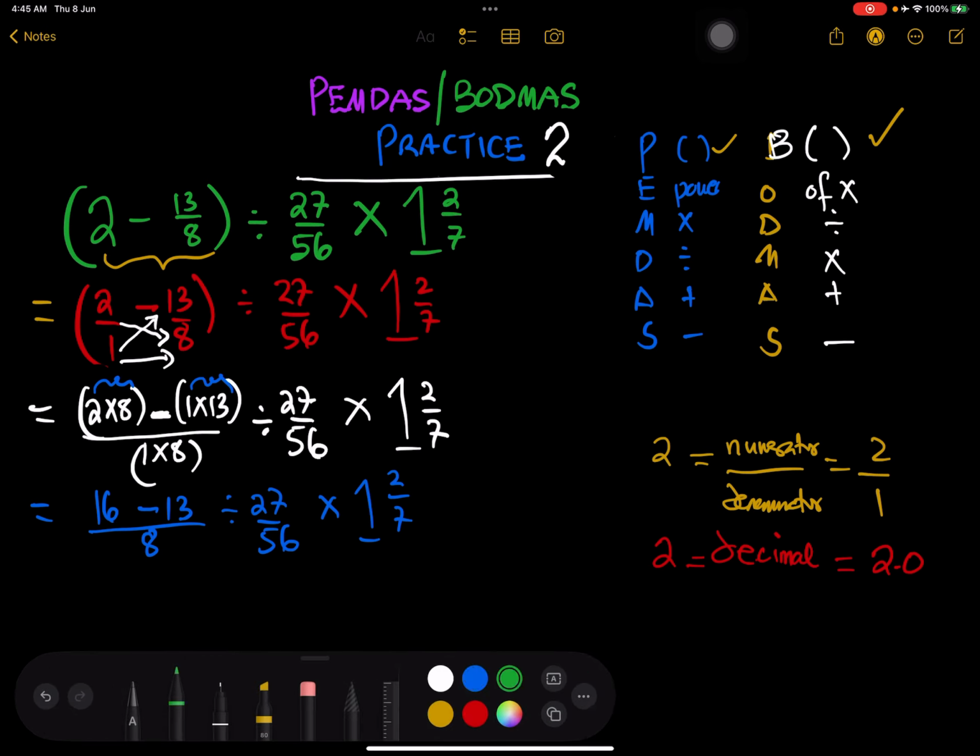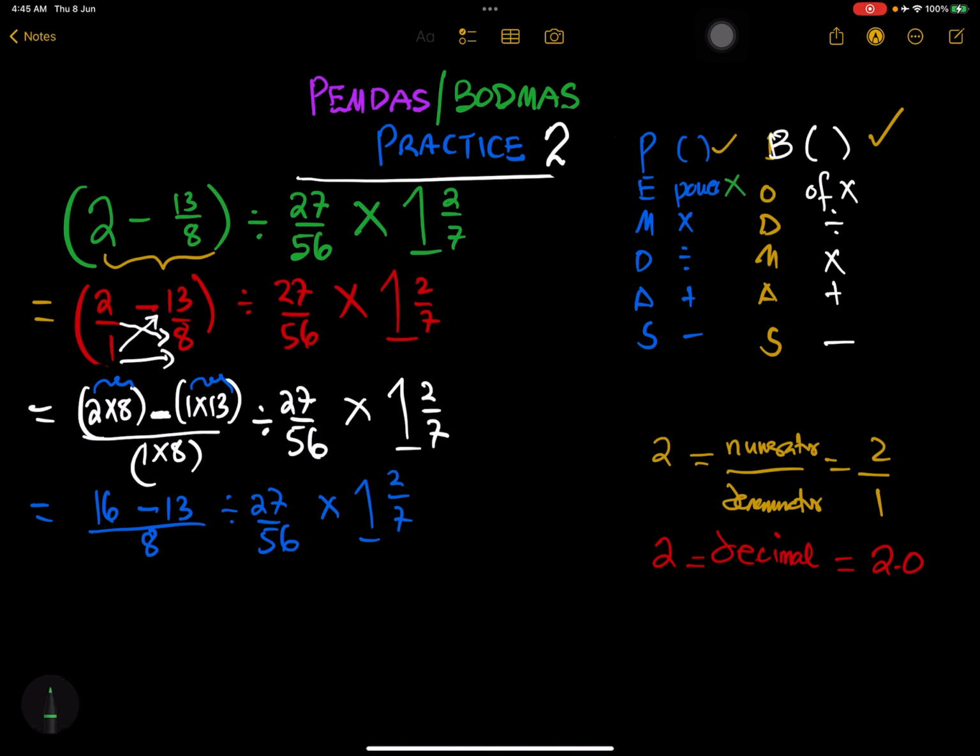Now you can tell that the next thing we have to do in the BODMAS operation is power and exponent. There is no power, there is no of. But is there multiplication or division? Yes. If you're using PEMDAS, you have to do the multiplication first. If you're using BODMAS, you have to do the division first. Which one do you want us to do first? Let's do the multiplication first, all right?